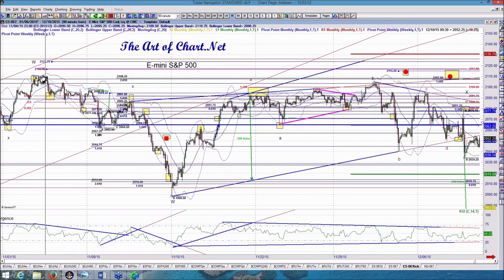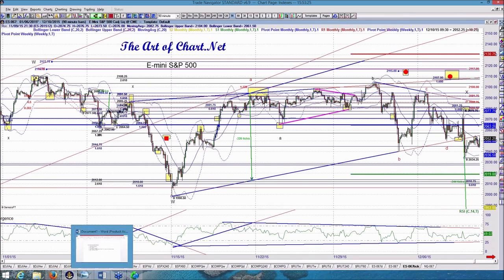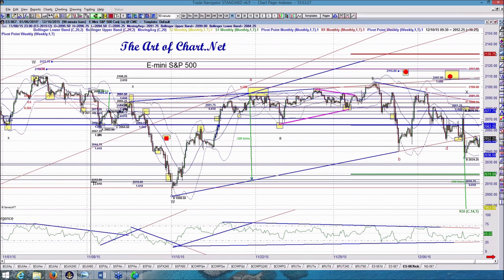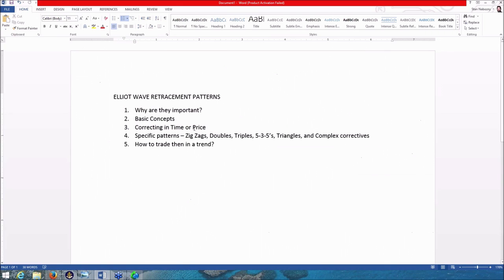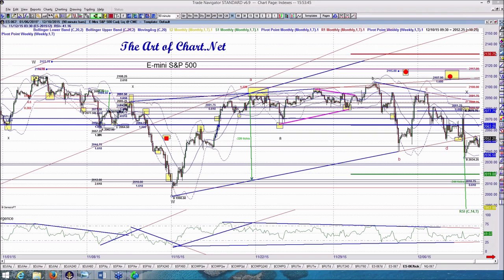You could interpret this as two swings, an X, and then another ABC. So basically a triple is nothing more than three ABCs tied together. That's all it is. That's the only other structure we haven't talked about. Do you guys have any questions about three-wave moves and retracement patterns? What we've just talked about are correcting in time and price, the basic concepts in terms of flats, zigzags, doubles, triples, triangles. We haven't really talked about complex correctives, but to be honest with you, this is a complex corrective. That's an example of one.